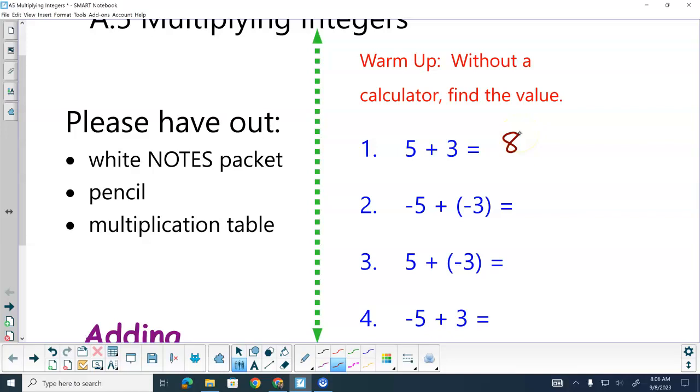Starting at -5 now. Adding -3. Which way am I going? Down, which puts me at -8. Nailing this. Back up to +5. Now I'm adding -3, so I'm going to still go down, just like the other one. Puts me at 2.